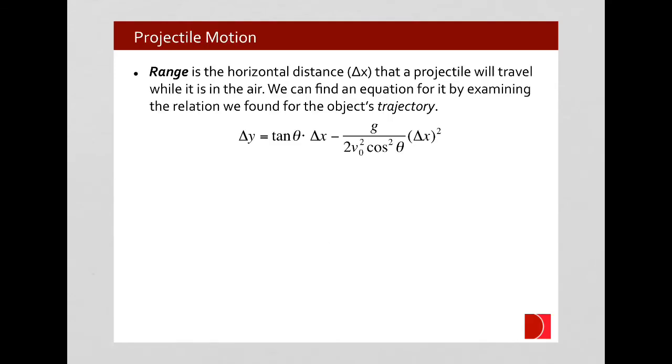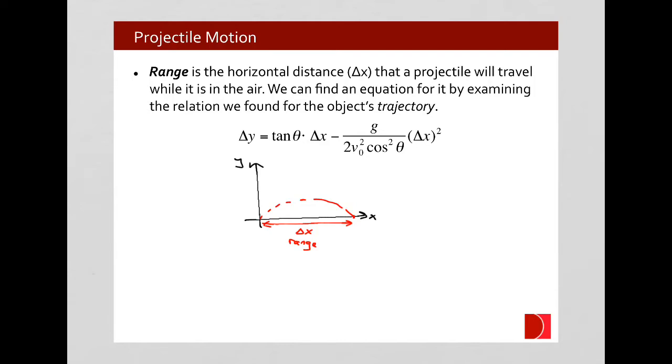We've talked about projectile motion, and what we're going to focus on here is the range, which is considered the horizontal distance that the projectile will travel while it's in the air. For example, if a projectile is launched, this horizontal distance is considered the range of that projectile.